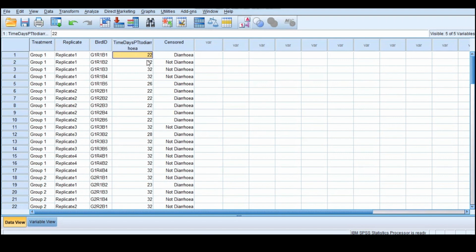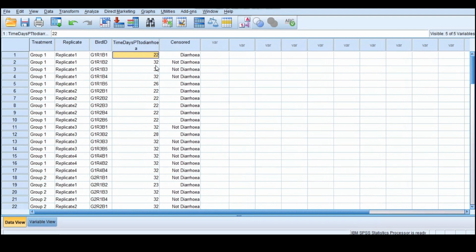About time for survival analysis, it has to be measured within a certain time, whereby after this time we can say we were not able to track or we didn't see the event. In our case, we measured this for 32 days, to see will this bird experience diarrhea or no diarrhea. After 32 days, we can say there was no event. But within the 32 days, like you see in group one, the ID of this bird is G1R1B1, and at day 22 this bird experienced diarrhea. Censorship, as we have said, means this event didn't happen.